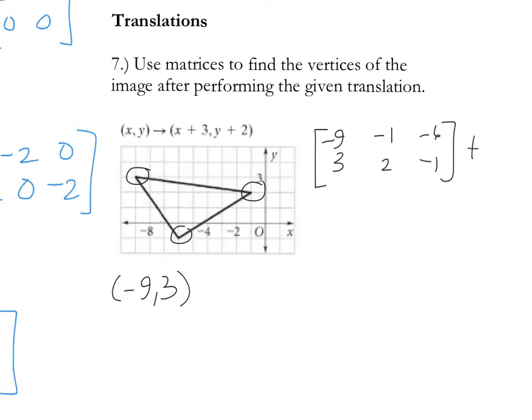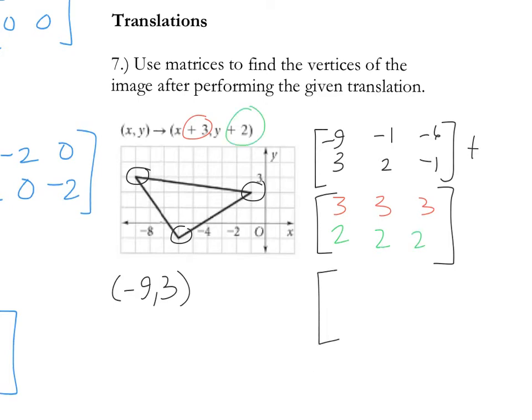And I'm going to add that to the matrix. So the x is adding 3, so I'm going to do 3 right here. And then the y is adding 2, so I'm going to add 2 right here in the y spot. So now I can add these matrices because they're the exact same dimension. So it's going to be negative 6, 2, negative 3, 5, 4, 1.